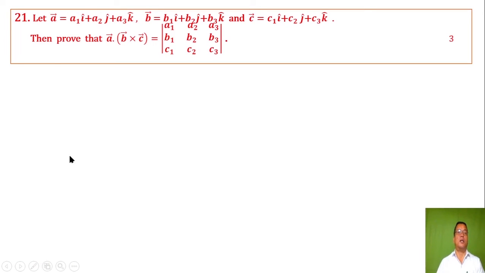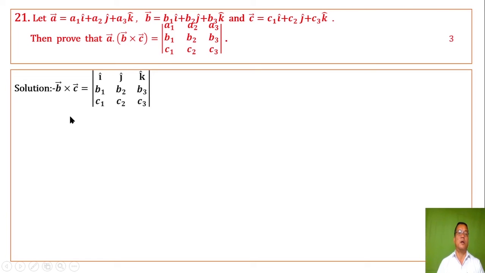Question number 21. Let a equal to this, b equal to this, and c equal to this. These three vectors are expressed in their components. Prove that a vector dot b cross c is equal to this. This is called scalar triple product. Firstly, we have to find b cross c, which is written in determinant form. Expanding along the first row, we get this.